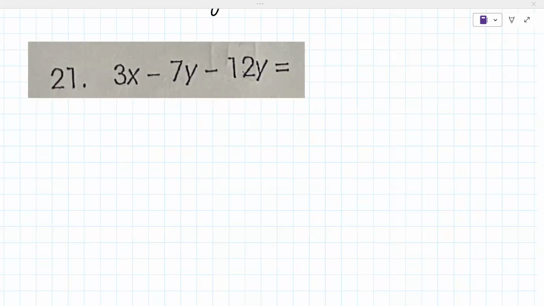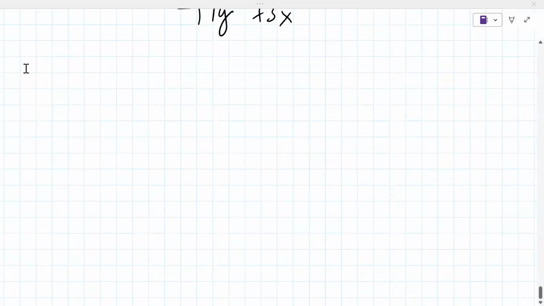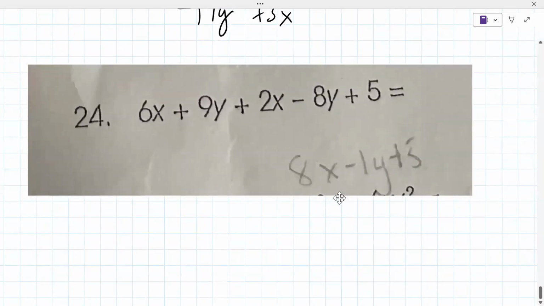Would it be negative 19y? Okay. And what about this thing here? What should we do with that? Would it be plus 3x? Sure. Yes, that works as well. The rest of these are looking really good. Up until 24, there's just a tiny error, a really small error. Maybe look at it one more time. Maybe you can figure it out here.